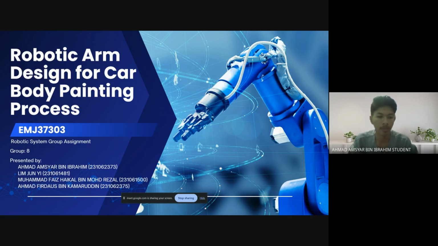So my name is Amsyar bin Ibrahim and we are from group 8, and the other members are Lim Junyi, Muhammad Faiz Haikal and Ahmad Firdaus. So for this robot, we are going to present robotic arm design for car body painting and its process. So let's start with the next slide.